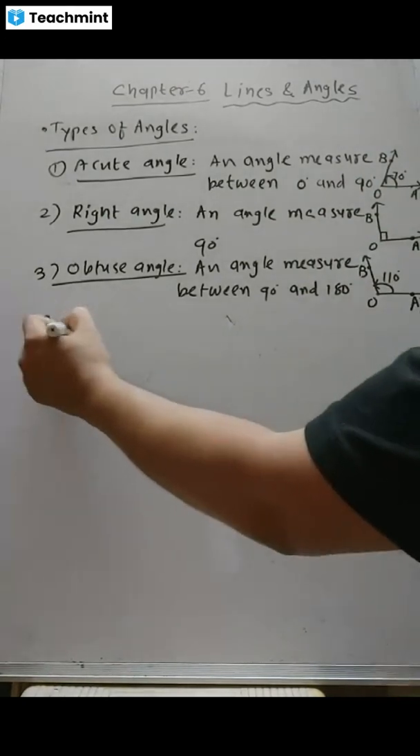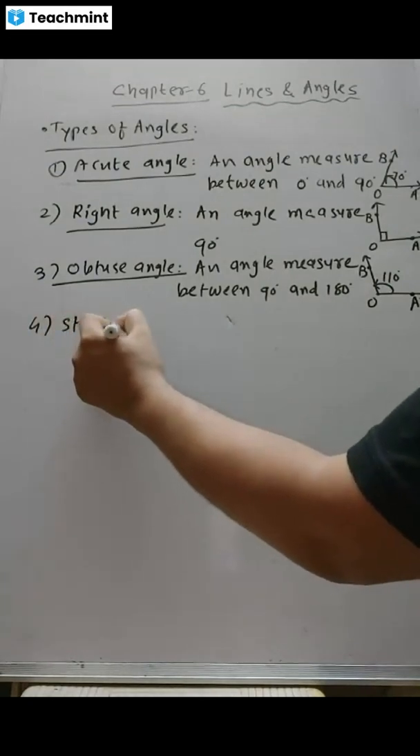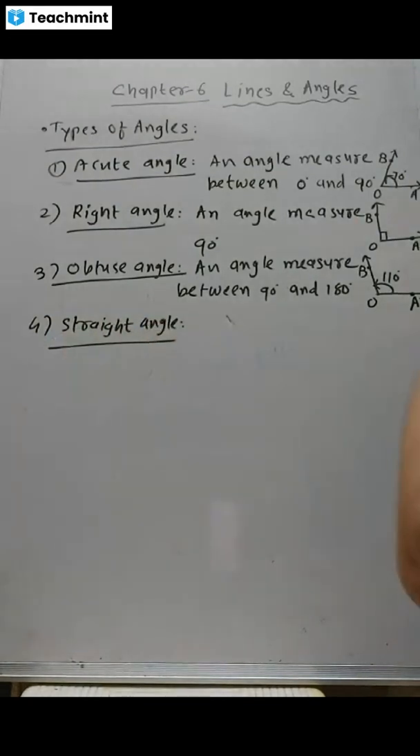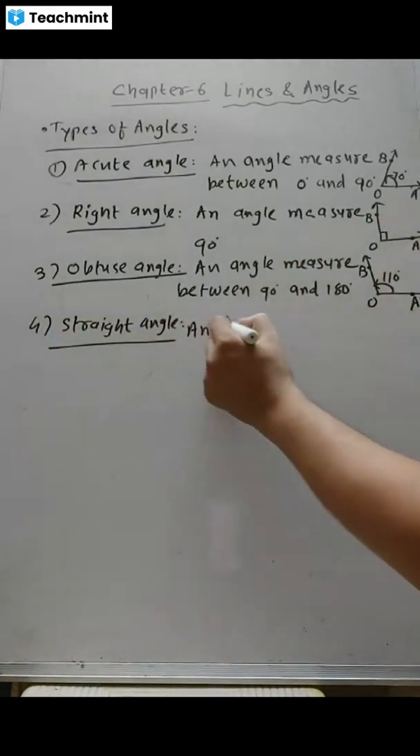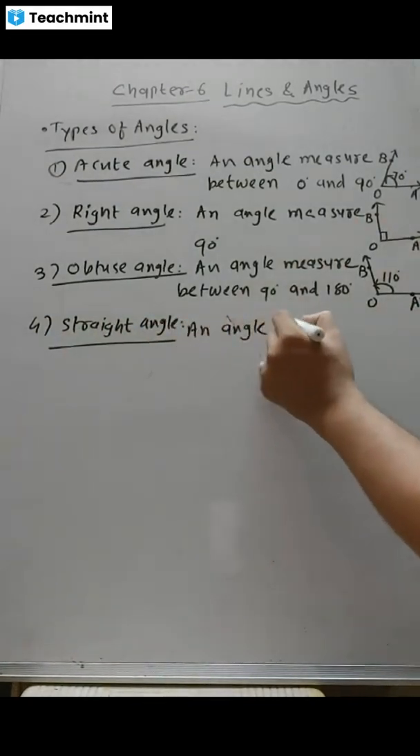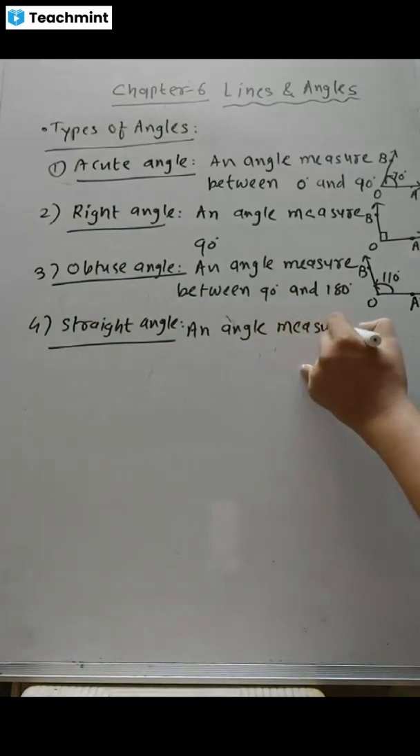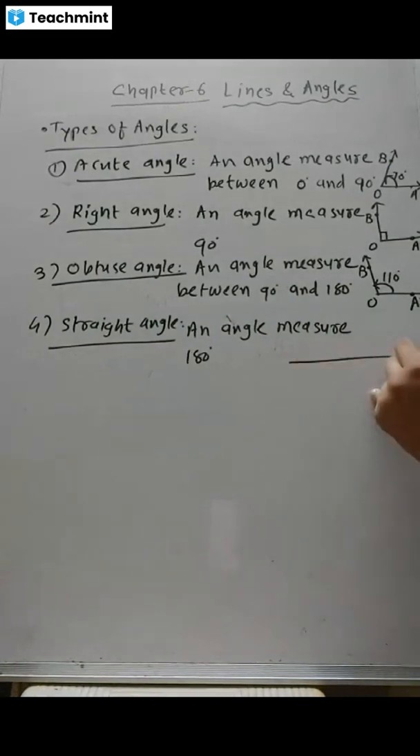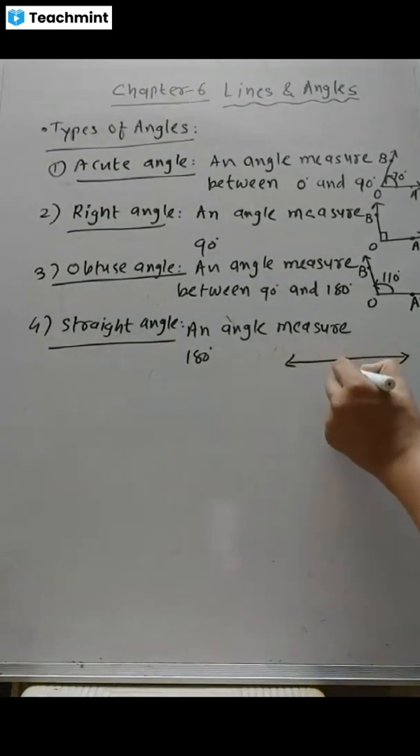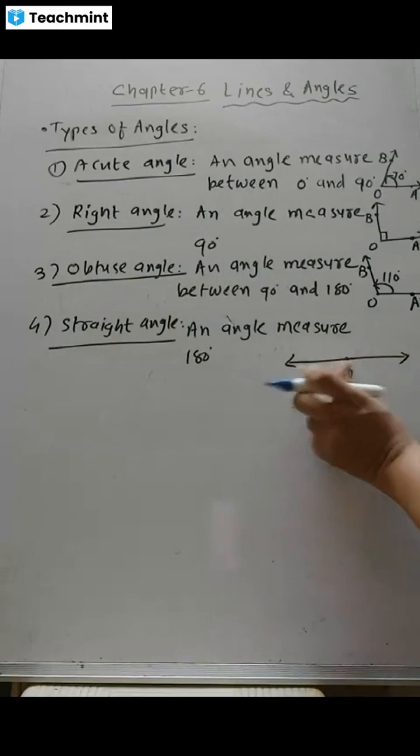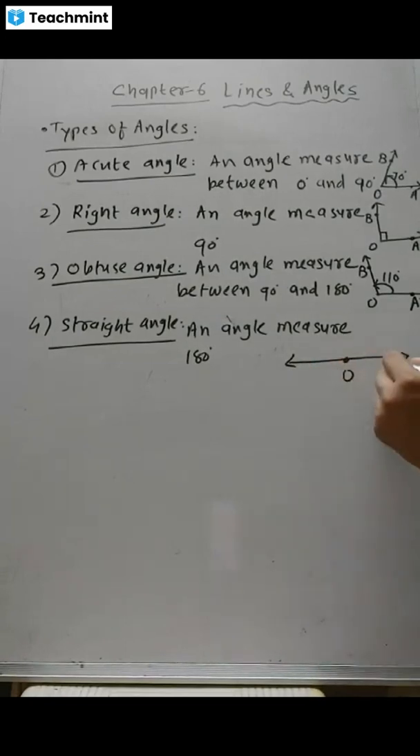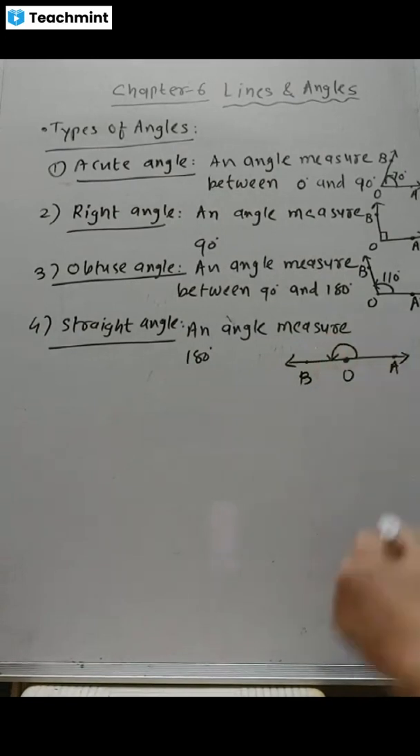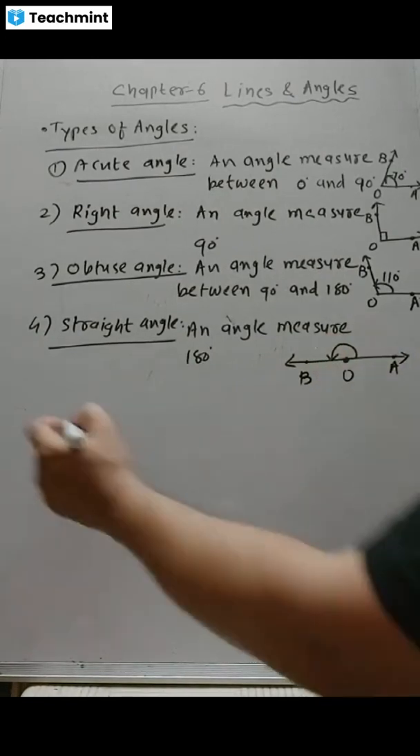Fourth one, straight angle. Straight angle means an angle that measures 180 degrees. That is called a straight angle. That point is O, that is A, and that is B. That angle is a straight angle. That angle is 180 degrees.